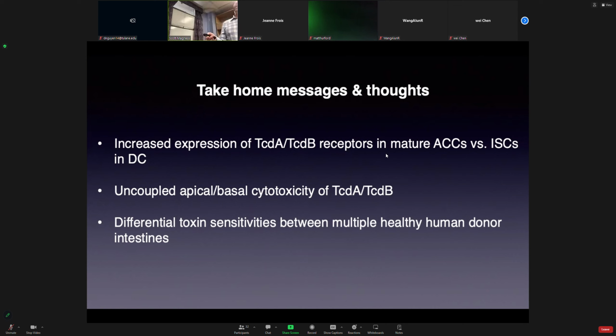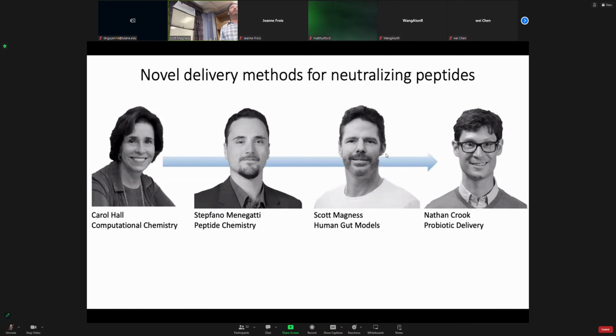So the take-home message from this is that there is increased expression of TcdA and B receptors in mature absorptive colonocytes, and the expression in stem cells in the descending colon is different, with much more receptor in the differentiated cells. There's an uncoupled apical and basal toxicity of TcdA and B, and that has some clinical implications, and there's differential toxin sensitivity between multiple healthy human donor intestines. So this again points out the idea that if you're going to use these primary cultures, then you need to look at a lot of different people.